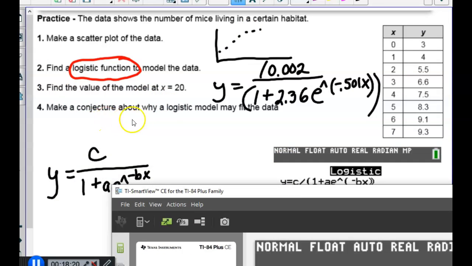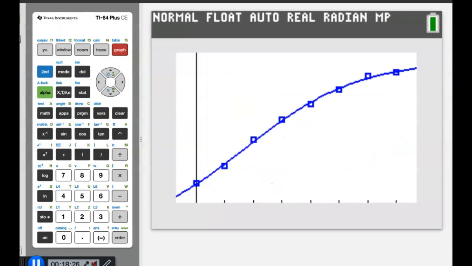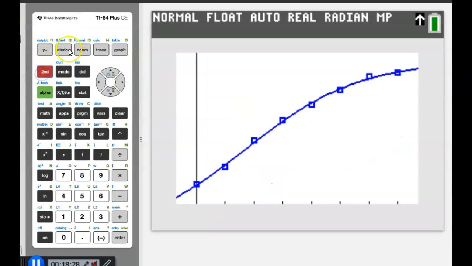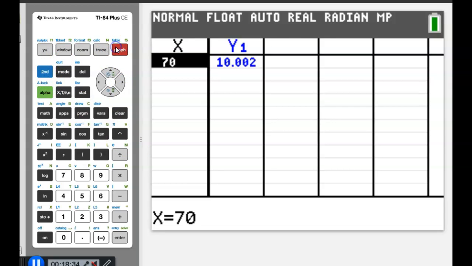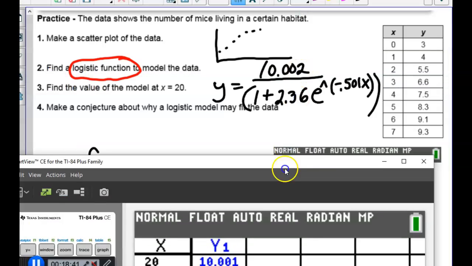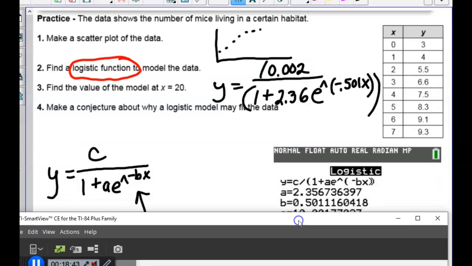Make a conjecture about why a logistic model might fit the data. Oh, we're supposed to find the value at 20, sorry. I put my calculator in Ask Auto. Remember, it's second window. And I have Ask Auto because then I can just go here and type a 20 rather than scrolling around. How many mice are there after 20, whatever this is, months or years or something? Did it max out about 10?